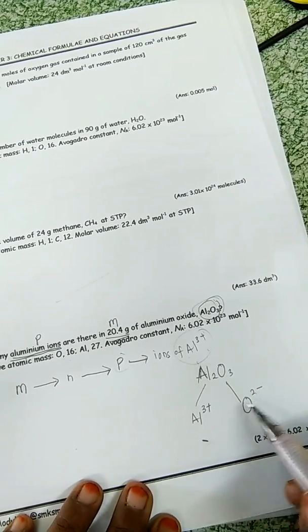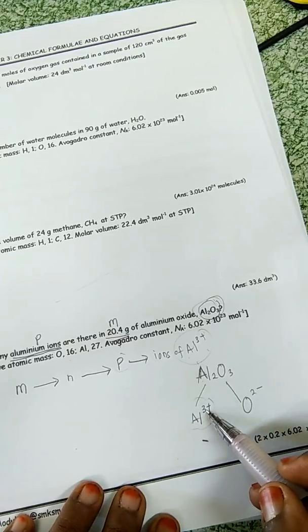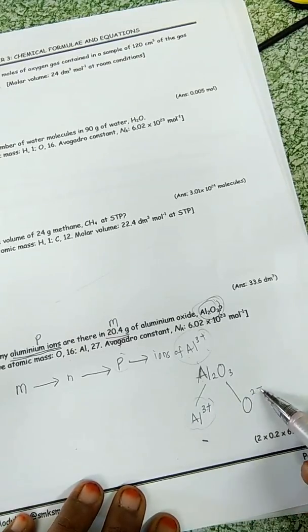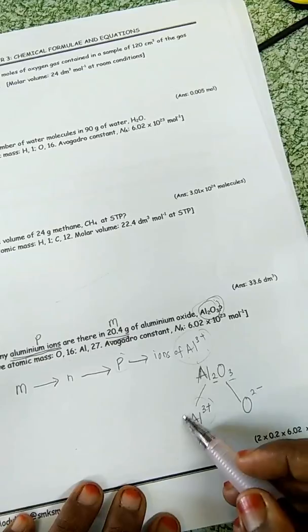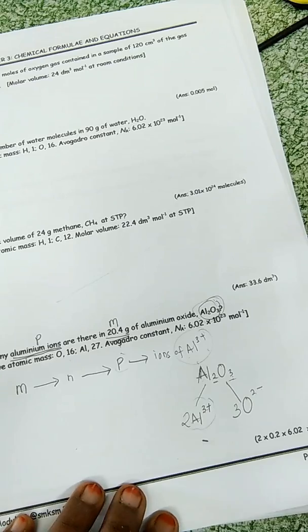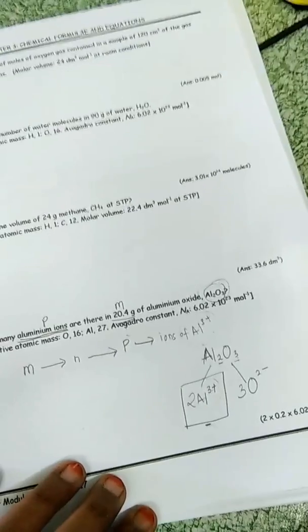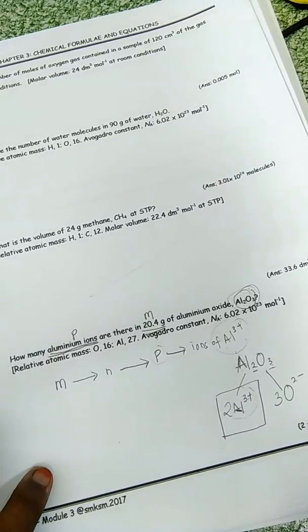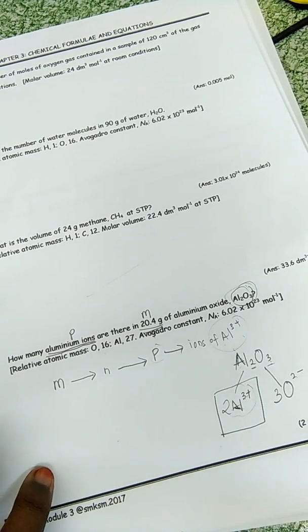Now, this is the formula. If I say aluminium ion, the aluminium ion's formula is Al3+. Oxide is O2-. So now you check the number at the bottom. There are 2 aluminium ions and there are 3 oxide ions. So now you already got how many are there? There are 2 aluminium ions in one unit of aluminium oxide, in 1 mole, 1 unit of aluminium oxide.